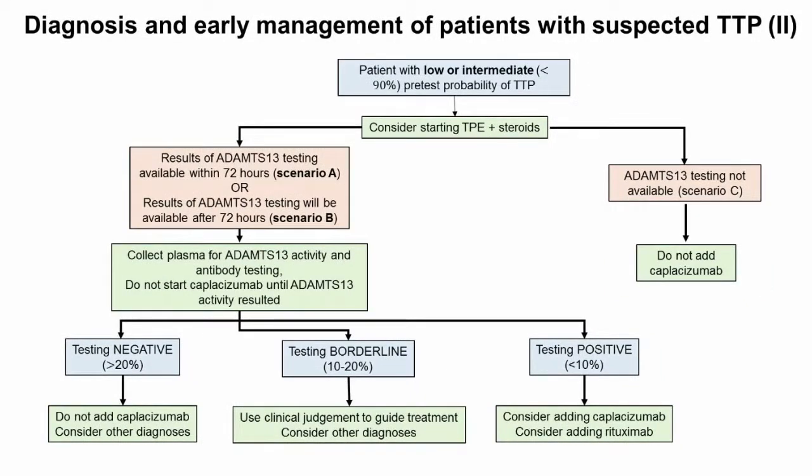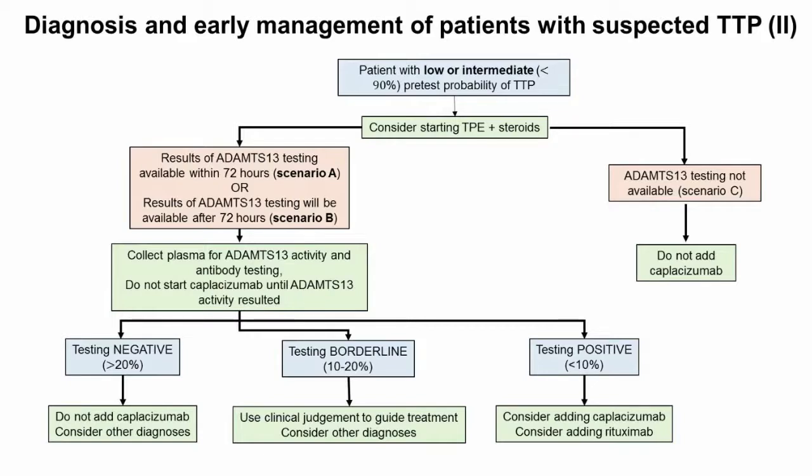So the other scenario, recommendation number 2, is in the setting of timely access to ADAMTS13 and a patient with intermediate or low probability of having immune TTP. You still consider plasma exchange and corticosteroid, but you don't start with Caplacizumab. You wait, so you order the ADAMTS13 test and wait for the ADAMTS13 result to come back. And if ADAMTS13 tests less than 10% or with a positive antibody, you now add Caplacizumab and also consider Rituximab.